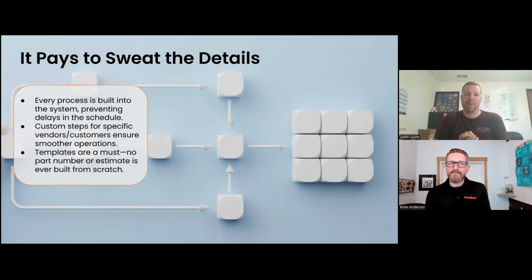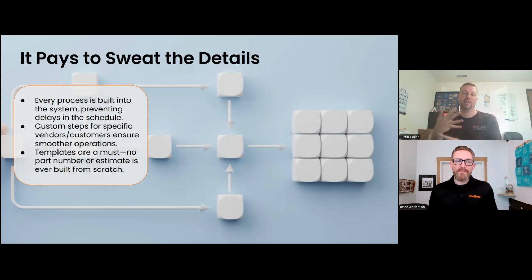Custom steps for certain vendors or customers. We have customers that require material to be ultrasonic inspected, and so we have a custom template for that customer. Every time we get a new part for them, we just apply this template and it automatically adds like 3 steps to our routers where we're sending material out for ultrasonic inspection. We're receiving that material.